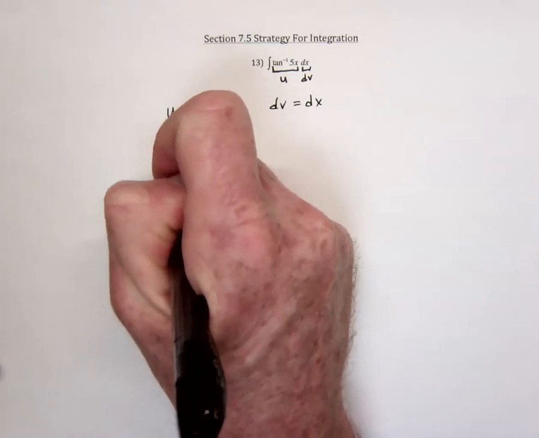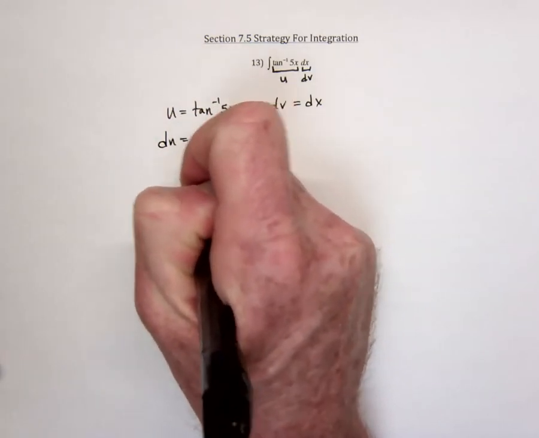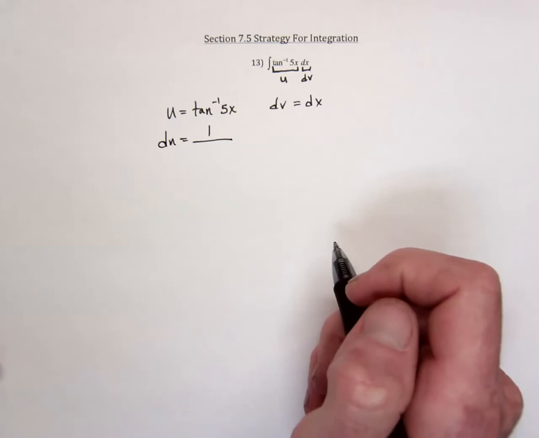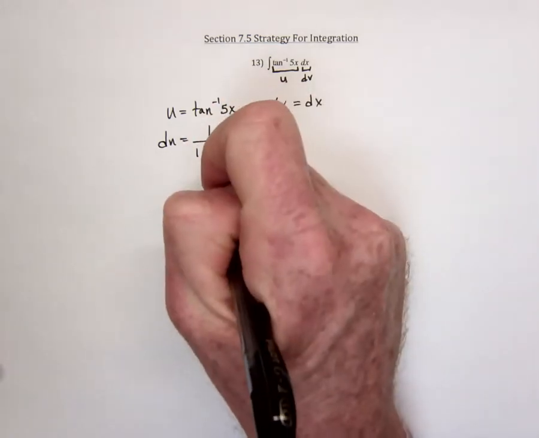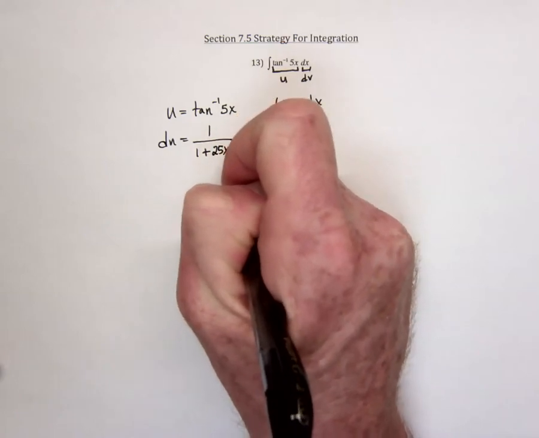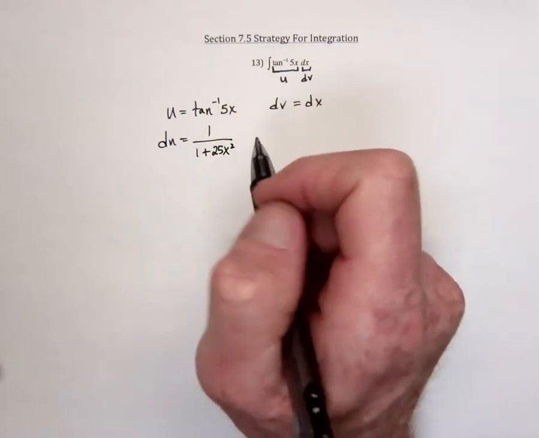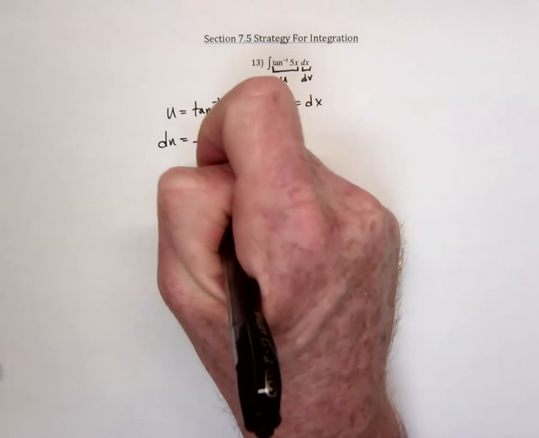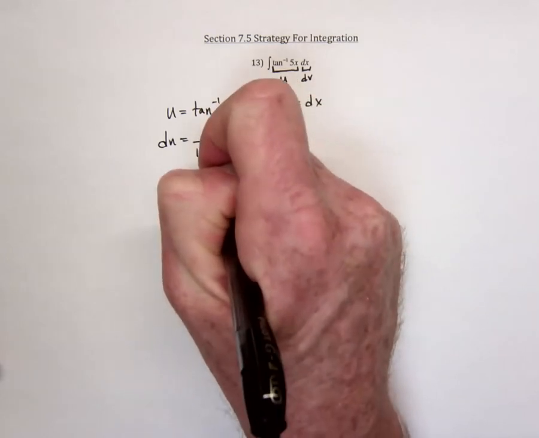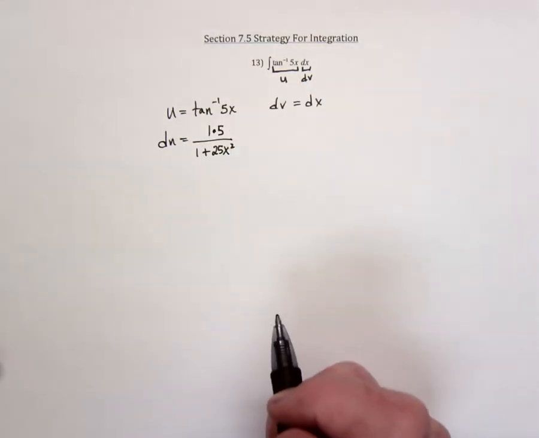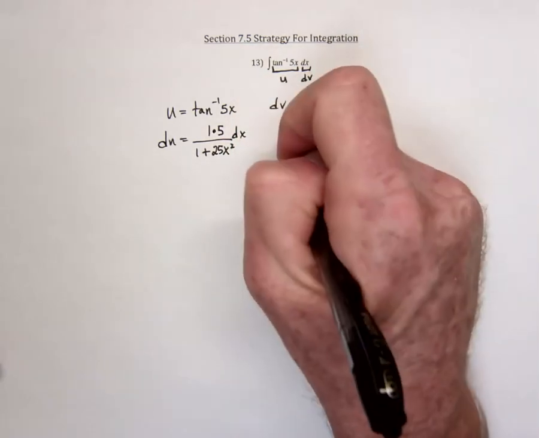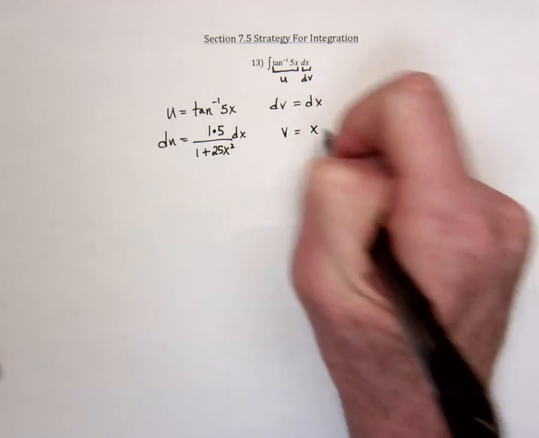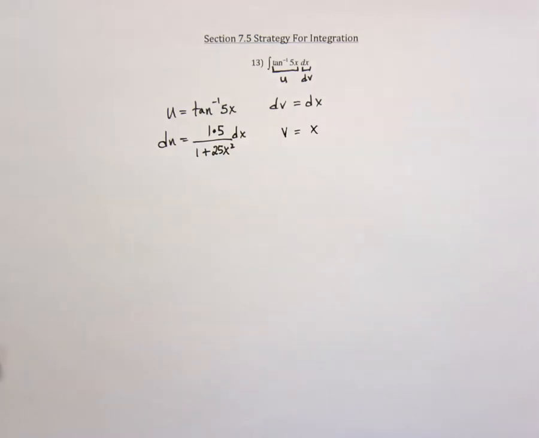Over here, we need to take the derivative. So it's 1 over 1 plus the argument squared. So 1 plus this gets squared is going to be 25x squared. Then we need the chain rule, so the derivative of the inside is a 5. So 1 times 5, and dx. Over here, take the antiderivative, and it's going to be that v is equal to x.